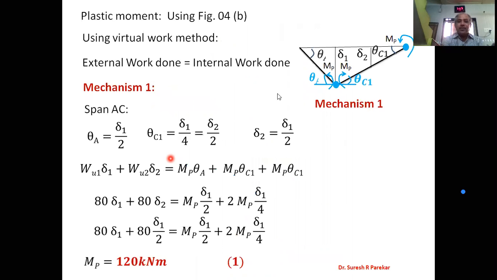For the first mechanism, I am going to get a value of 120 kilonewton meter. I will not go into detail here. You have to make the relationship between delta 1 and delta 2, so I have to consider both loads in the work done: 80 delta 1 and 80 delta 2, where delta 2 is under the second 80 kilonewton. I have made the relation that delta 2 is equal to delta 1 by 2, and we substitute that. From this I get MP as 120 kilonewton meter.